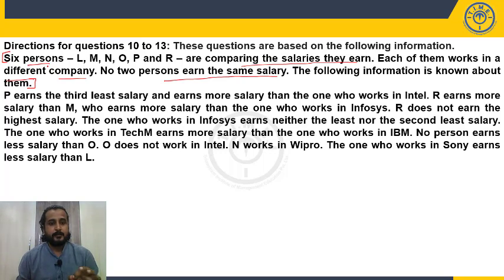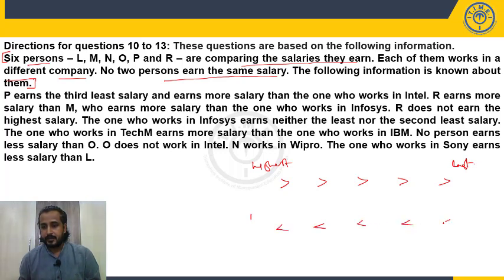But what is the basic structure that we have for this kind of question? As they are comparing their salaries, you may arrange them in descending order, highest to least, or in ascending order, least to highest. That is your wish, but this will be our basic structure.